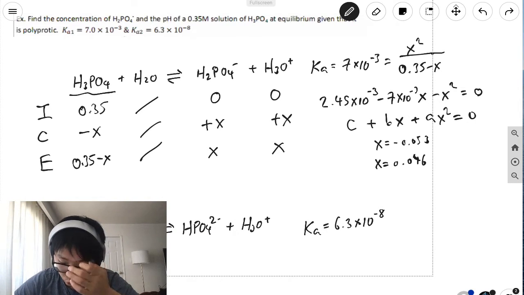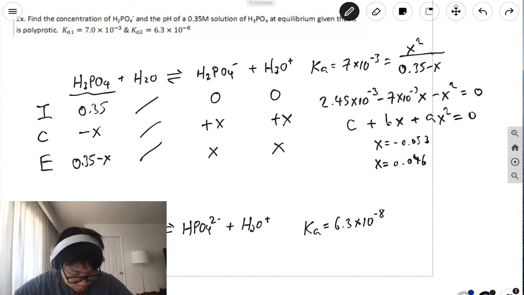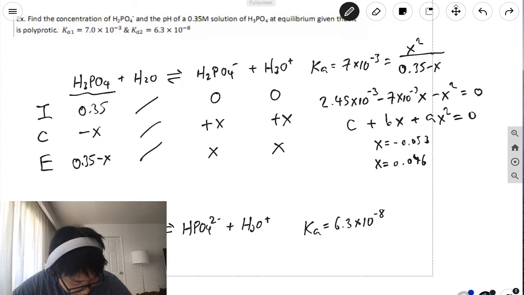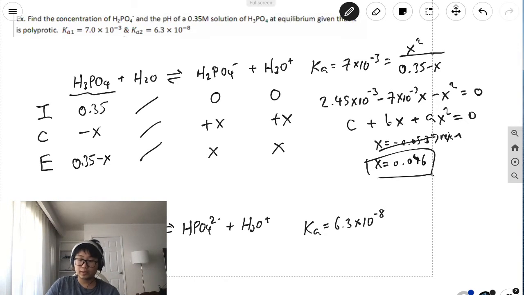Yeah. So we're not rejecting the negative 0.0531 just because it's negative. It's because if we sub it back into the equation, 0.35 minus 0.053 is okay because we're still going to end up with a positive. But the concentration for x would be violated, right? Because those can't be negative concentrations. So that is the reason why we reject it. So we can go ahead and reject that and keep this one. That means we have 0.046.